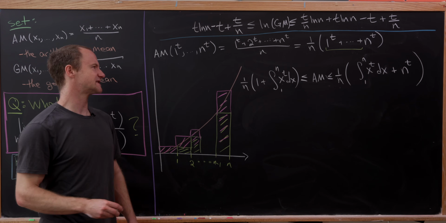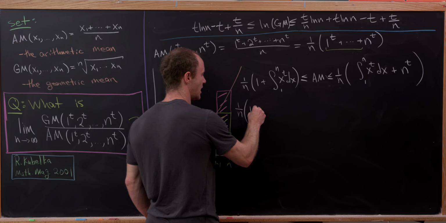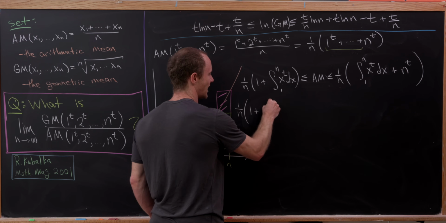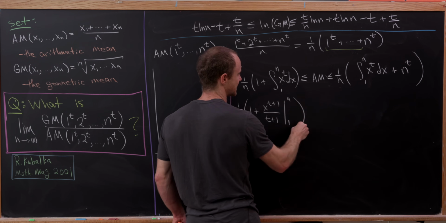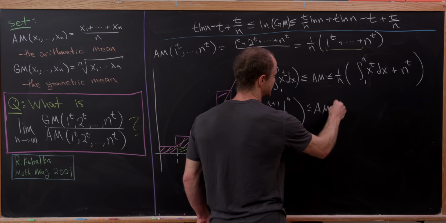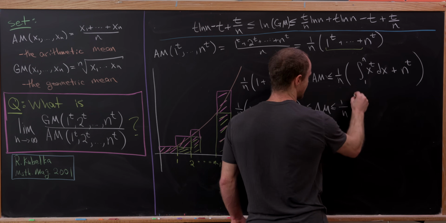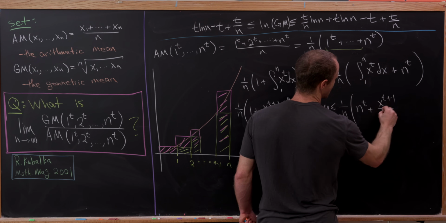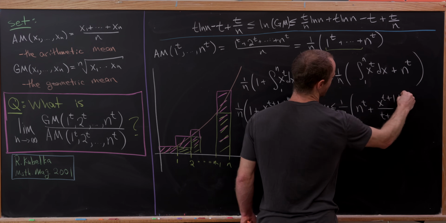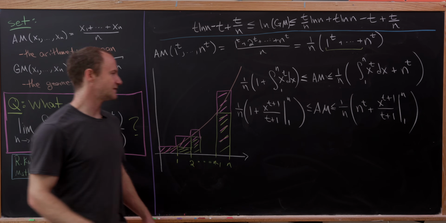Okay, so let's integrate this out to see what we have. So here we'll have a 1 over n, and then we have 1 plus, so we'll have x to the t plus 1 over t plus 1 evaluated from 1 to n. So that's less than or equal to the arithmetic mean, which is in turn less than or equal to 1 over n times n to the t plus x to the t plus 1 over t plus 1 evaluated from 1 up to n.